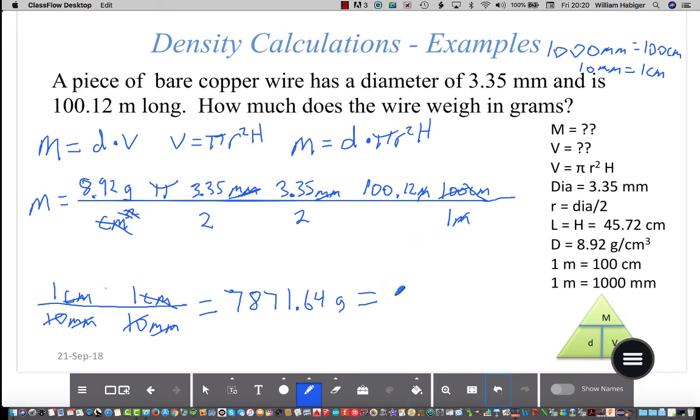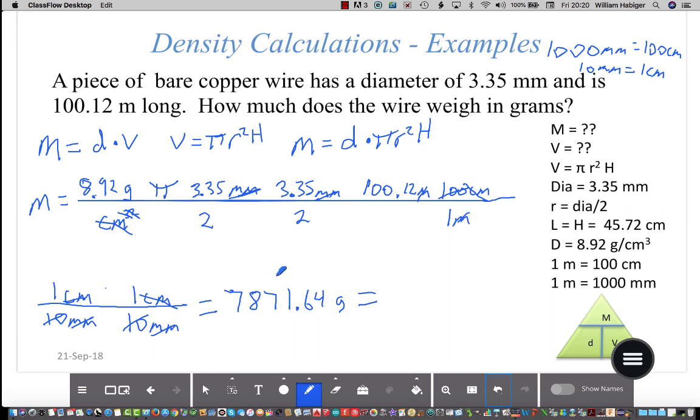So the last step is to figure out the number of sig figs. We're multiplying and dividing, so we go with the least number of sig figs. Remember, conversion factors have an infinite number of sig figs. This 2 is true by definition. The radius is 1/2 the diameter. That is by definition, so that 2 is an exact number. It has an infinite number of sig figs. The 3.35, however, only has 3 sig figs. 8.92 has 3. The 100.12 has 5. Pi is going to have a bunch because we're using the pi key. If we use 3.14, then we'd have 3 sig figs. So our answer is going to be good to 3 sig figs.